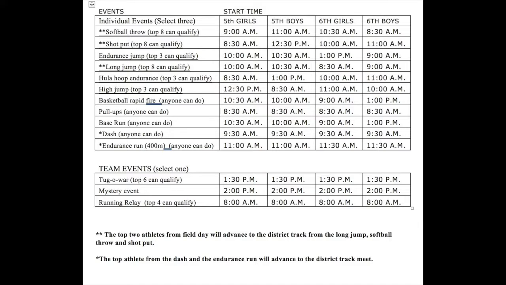Also, you can look at the list and you can see how many boys or girls from your class can qualify to be able to do the event at our field day. For example, everyone can sign up for the last 5 events on the list, like the basketball rapid fire, pull-ups, base run, dash, and endurance run. And up to 8 boys and 8 girls from each class can sign up for things like the softball throw, the shot put, and the running long jump.